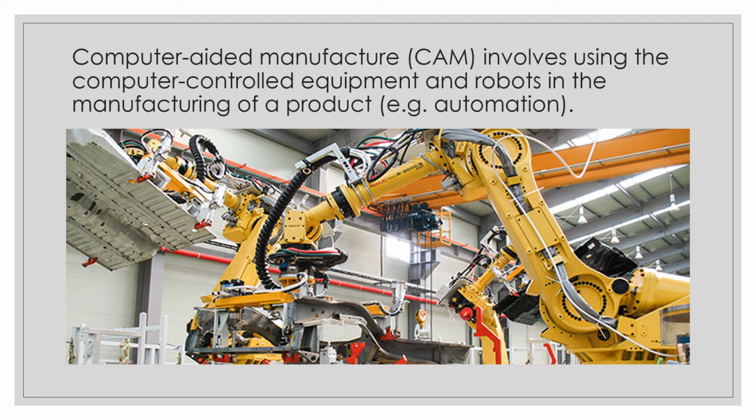Computer-aided manufacture, or CAM, involves using computer-controlled equipment and robots in the manufacturing of a product, so your automation, so using your robotics. A lot of the time this is used when building cars. It is the same thing going over and over again, so as we've talked about previously, it's quite a monotonous job for one person to be doing over and over again. So program the robots to do it for you and they will keep going and going without stopping.